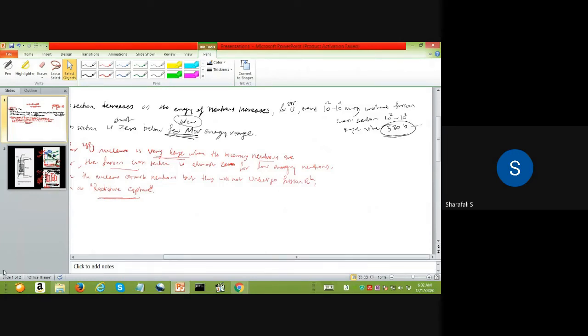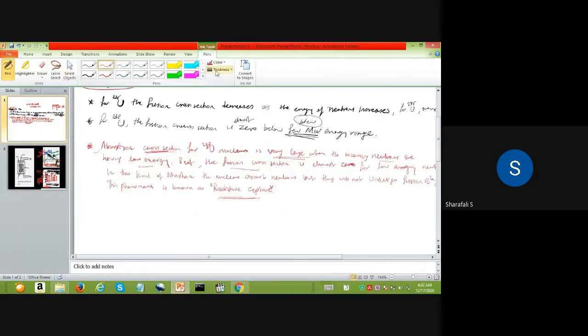So I will just put it here as a point. We are not going deep into that, but just to let you know, there can be elastic or inelastic scattering of neutrons from the uranium nucleus. So that we also have to consider.